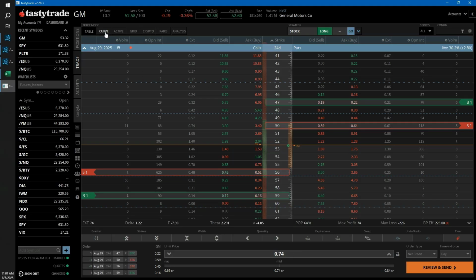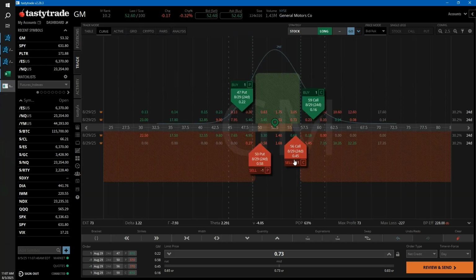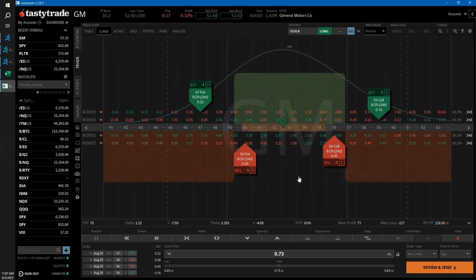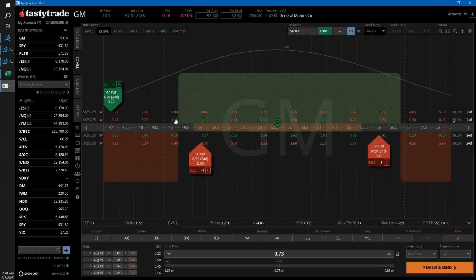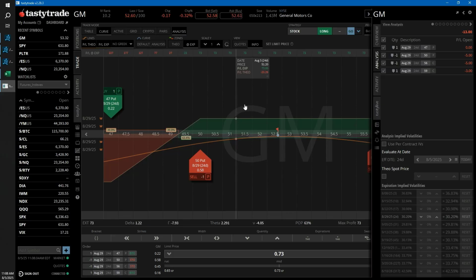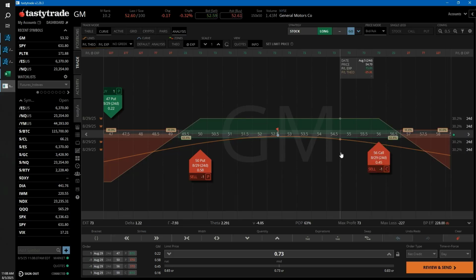And on the curve, if we take a look at what the curve looks like, let's just expand this out. We don't run into trouble until we get down here around 49, or running into trouble when we get above 57 or 56 and a half. And the probability of success on this trade is in the 65% level. That's pretty good for an iron condor. So we make money anywhere between that 50 level and the 56 with a little bit on the outside.